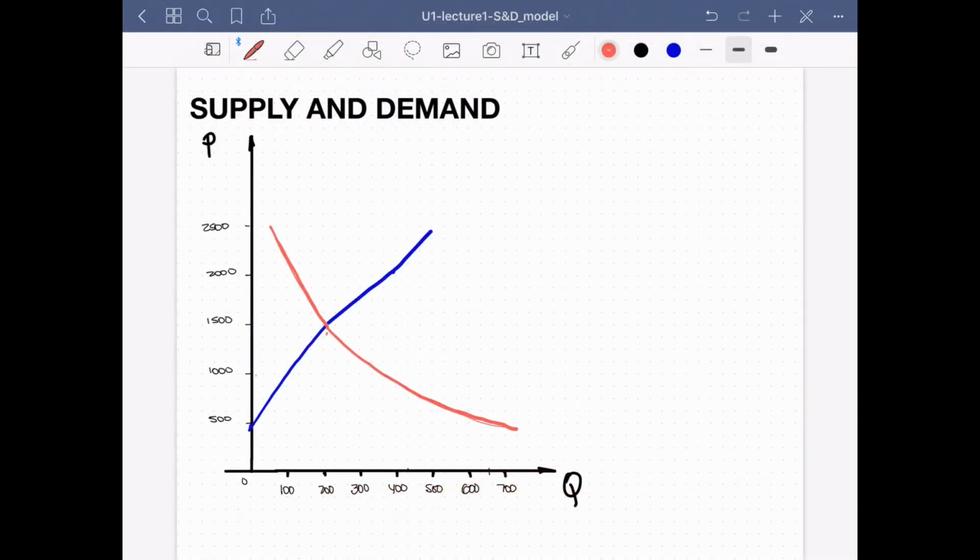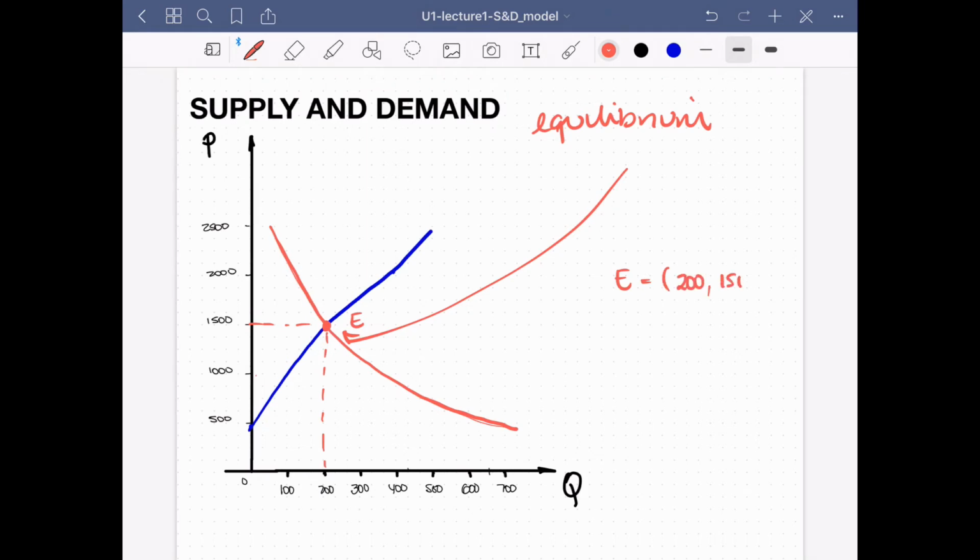In this model, we say we have equilibrium when the supply curve and the demand curve meet. So in this case, the equilibrium point will be point E, 200 apartments rented at $1,500.